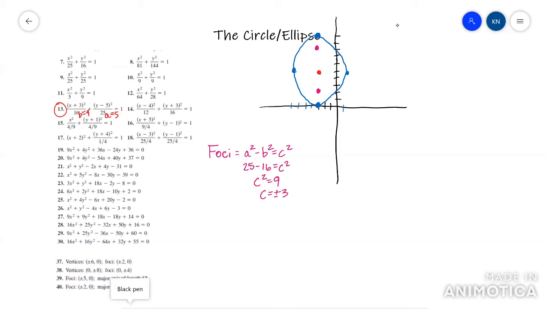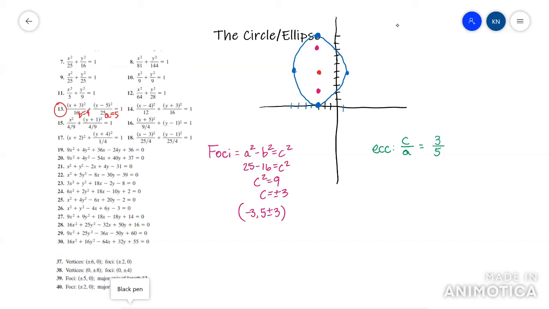And so in terms of answering where those foci actually are, you take your center, which was at negative 3, comma, positive 5, and you're affecting your y value here. So you attach that plus or minus 3 to the y value, that 5. And the only other thing to answer about this is eccentricity, which is c over a, which would be 3/5. That's all there is to that one.